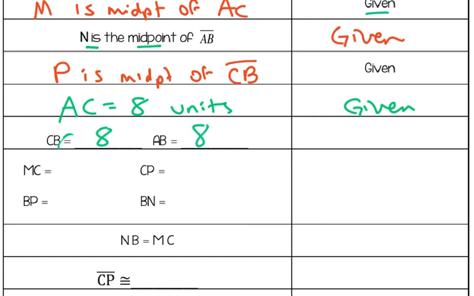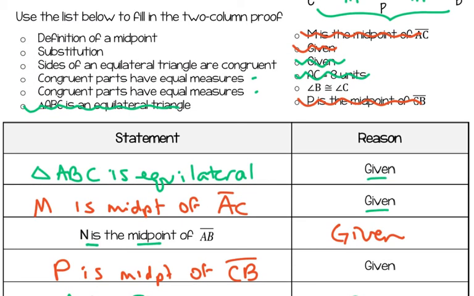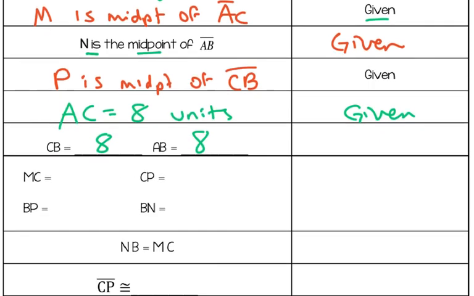How did you know that they were 8? Look at your reasons up here. Which one of those would tell us that those other sides were 8? If you look at this reason right here, sides of an equilateral triangle are congruent. That's how you knew that. So we're going to write that: sides of an equilateral triangle. For triangle, you can always just use the symbol for triangle, and for congruent, I'm fine if you want to use the congruent symbol.